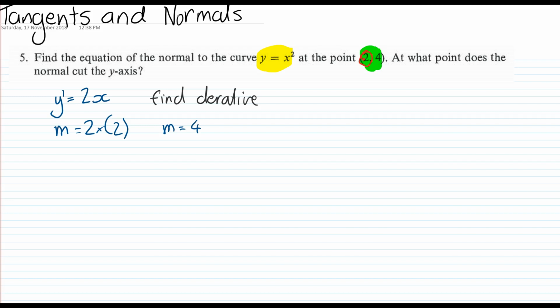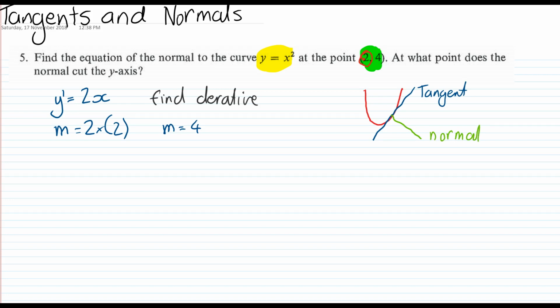Now at this point, we're trying to find the normal. The question is asking for the normal. What that means is that if you've got your curve, the tangent is a blue line that just touches it at one point, and the normal is the green line, the line that's at right angles to that tangent. So the blue is the tangent and the green is the normal, and we've got to find the normal.